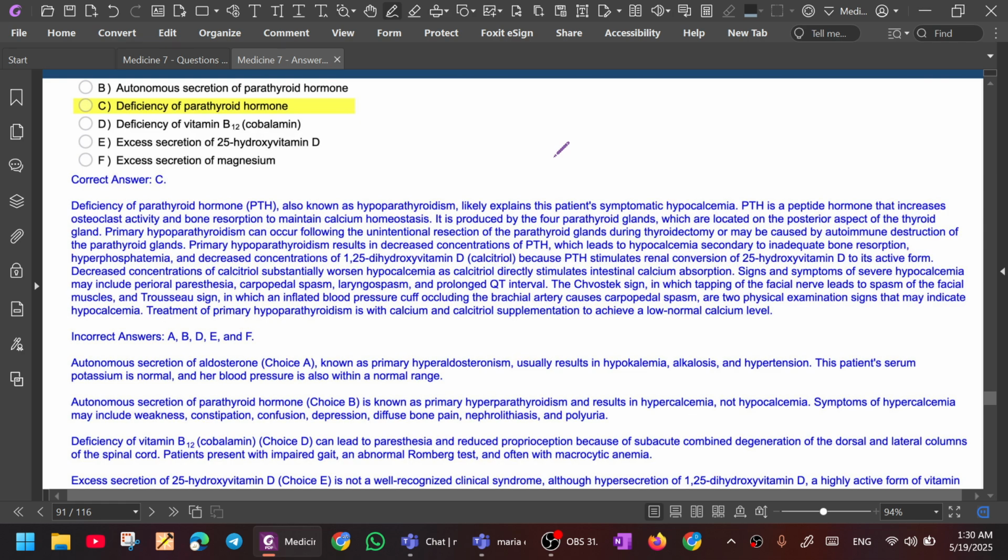tapping of the facial nerve leads to spasm of the facial muscle, and the Trousseau sign, in which an inflated blood pressure cuff occluding the brachial artery causes carpopedal spasm. These are the two physical examination signs that may indicate hypocalcemia. Treatment of primary hypoparathyroidism involves calcium and calcitriol supplementation to achieve a low normal calcium level.